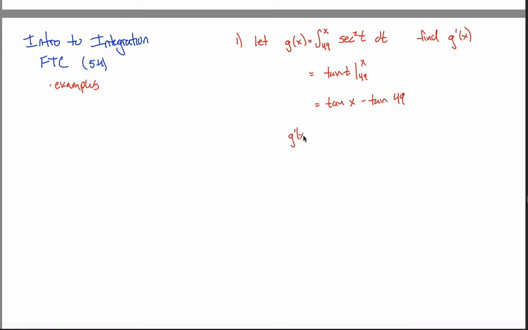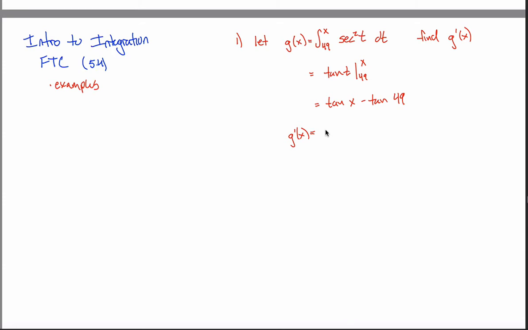What I want is g prime of x. So what I have to do is take the derivative of this expression. Well, that's easy enough. The derivative of a difference of two things is just the difference of the derivatives. So take the derivative separately. And this is just a constant. I don't know what number it is. I don't know what the tangent of 49 is, but I do know that it's a number. And the derivative of any constant is just 0.